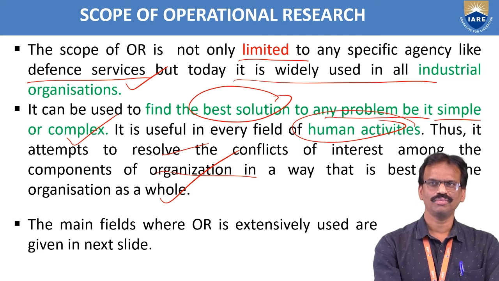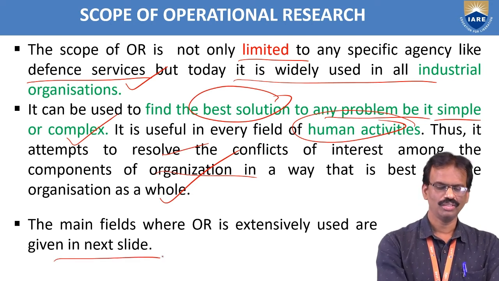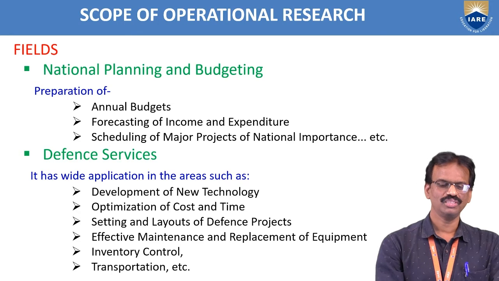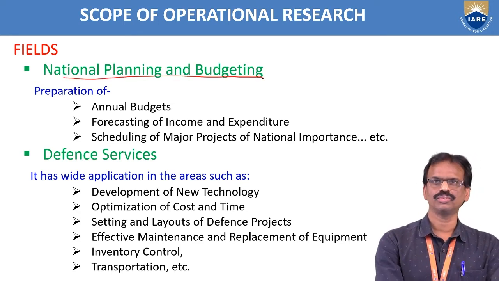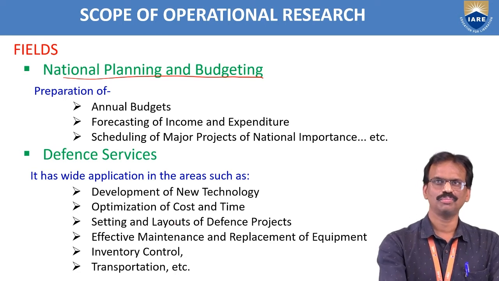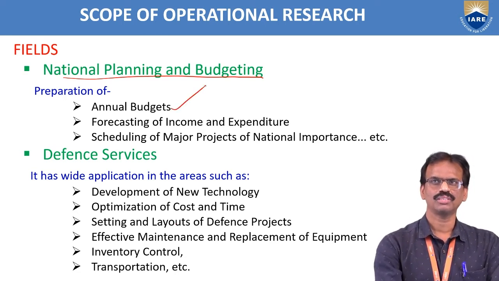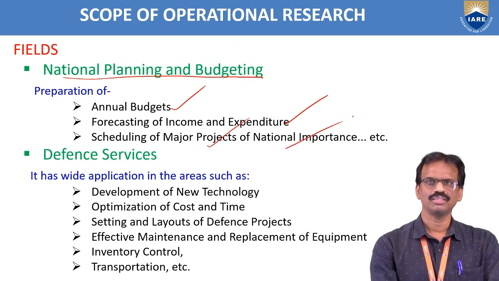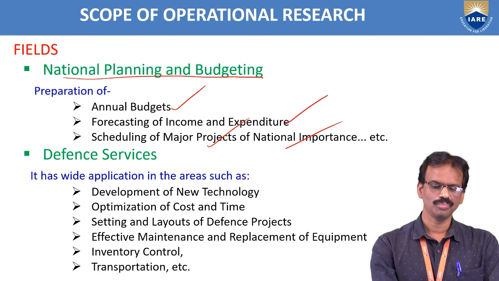The main fields where OR is extensively used are the given ones. So these are the main fields where we are using operation research. First one is national planning and budgeting, like preparation of annual budgets, forecasting of income or expenditure, and scheduling of major projects of national importance, etc. There are so many budgeting systems, so by using operational research we can prepare the budgets in an optimized way.